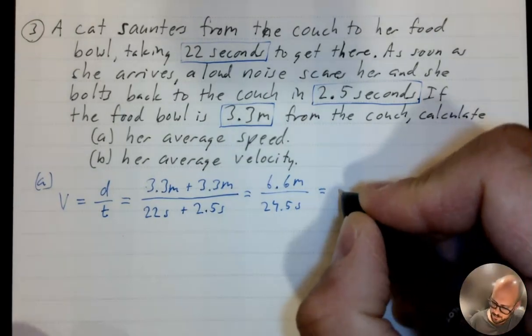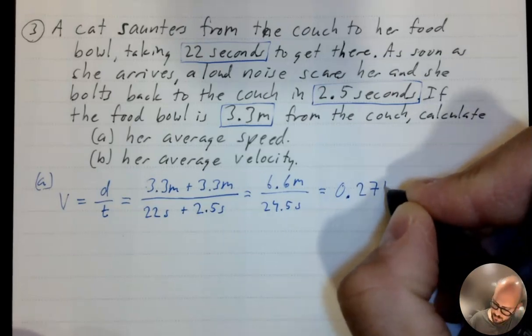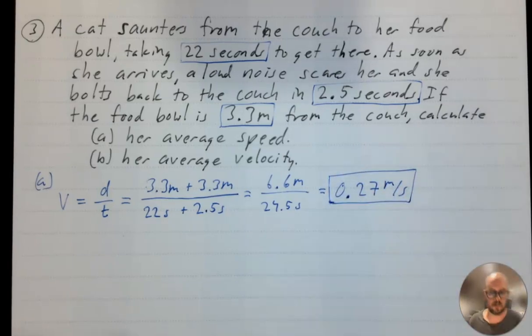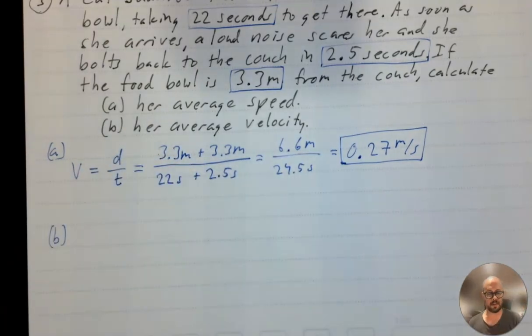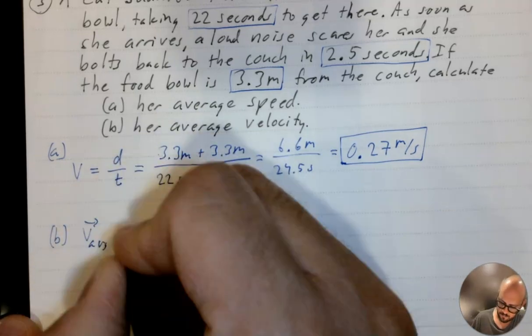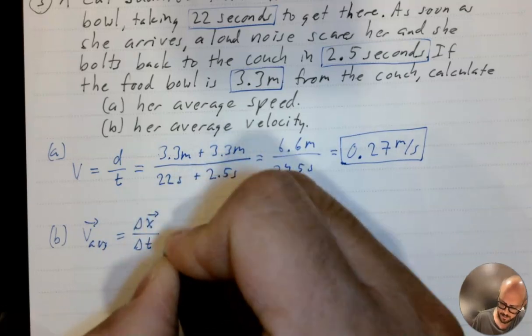And this average speed is 0.27 meters per second. Speed is a scalar quantity, so I don't need any direction there. The cat actually changes direction, and so it's just the magnitude that is the speed. All right. Part B. Part B is average velocity. So average velocity is displacement divided by time.